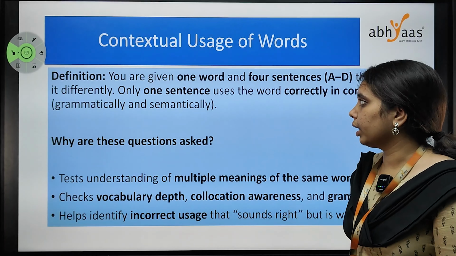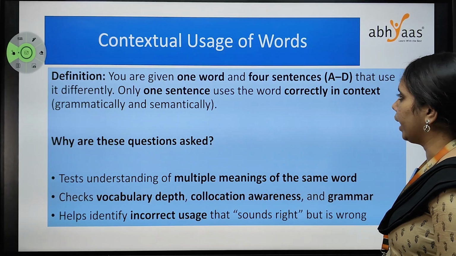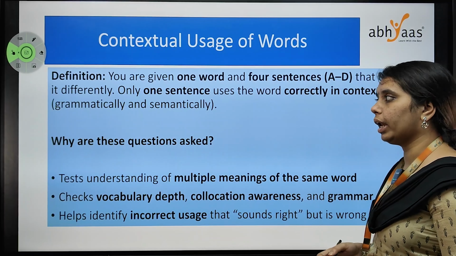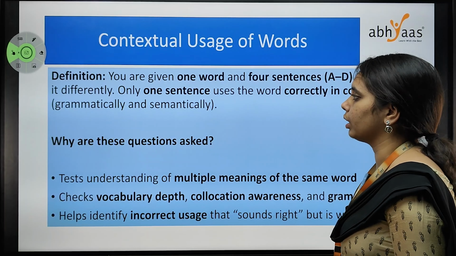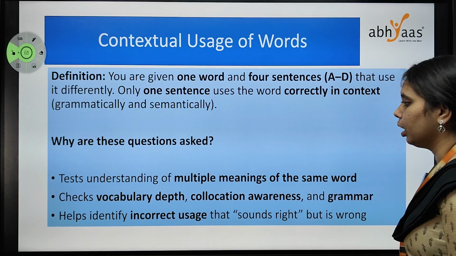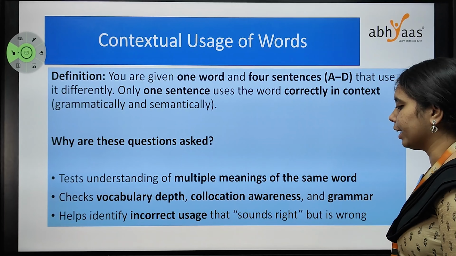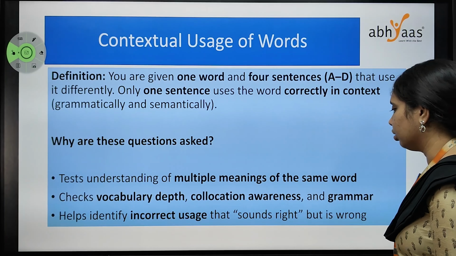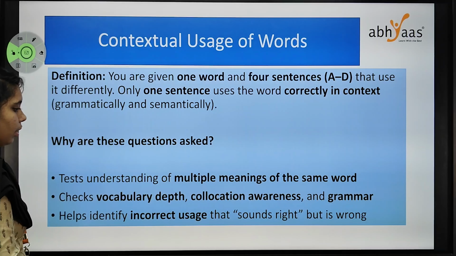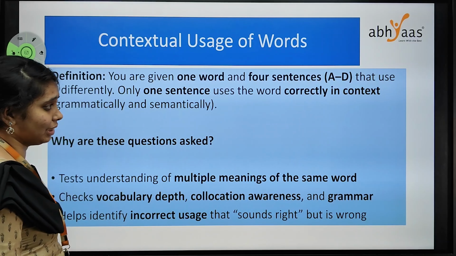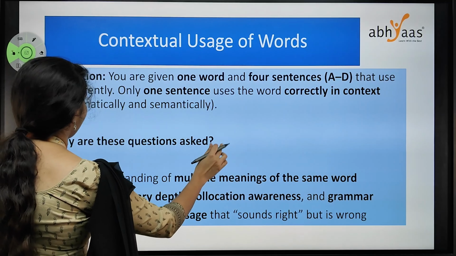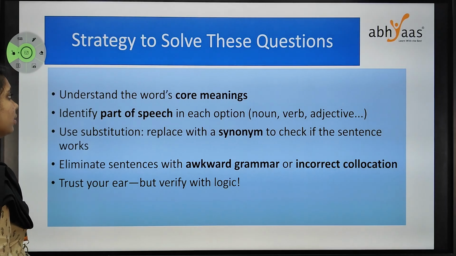Contextual usage of the word. Okay. So generally what happens is you're given one word and the same word is used in all the four options in four different sentences, but only one among them is correctly used in the context, both grammatically and semantically. Okay. See, generally these are asked to test your knowledge of the multiple meanings of the same word, how deep your vocabulary is, and how aware you are about grammar. Okay. Sometimes there are many incorrect usages that we even put in our daily usage. They might sound right, but you should be grammatically aware to point out that they are wrong. Okay.